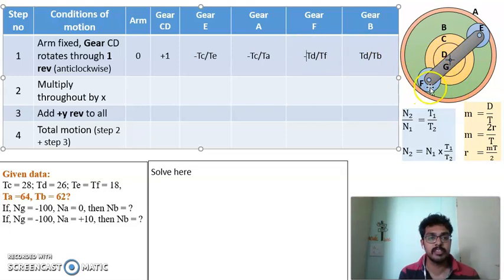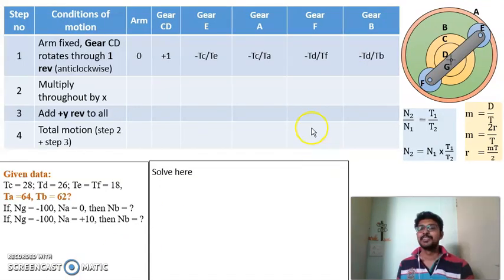And gear F is meshing internally with gear B. Therefore, the direction of rotation of gear B and that of F will be the same. F is clockwise. Therefore, gear B will also be rotating clockwise. So, we have completed step 1. Now, let us complete step 2.